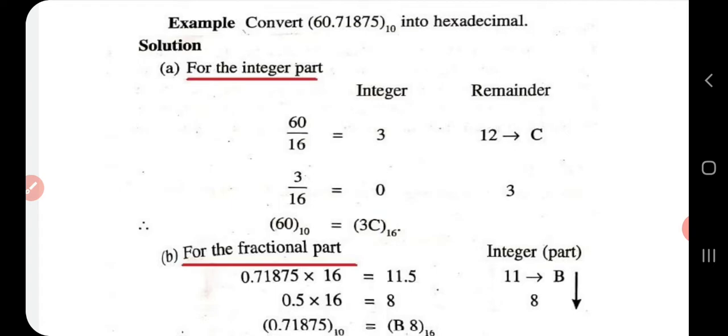So first you have an integer part, that is 60, and what is the fractional part? 0.71875. So first of all, work with the integer part. Now this integer part alone, that is 60, you are converting into hexadecimal. So what will you do? First of all, divide 60 by 16, and you get a remainder of 12.